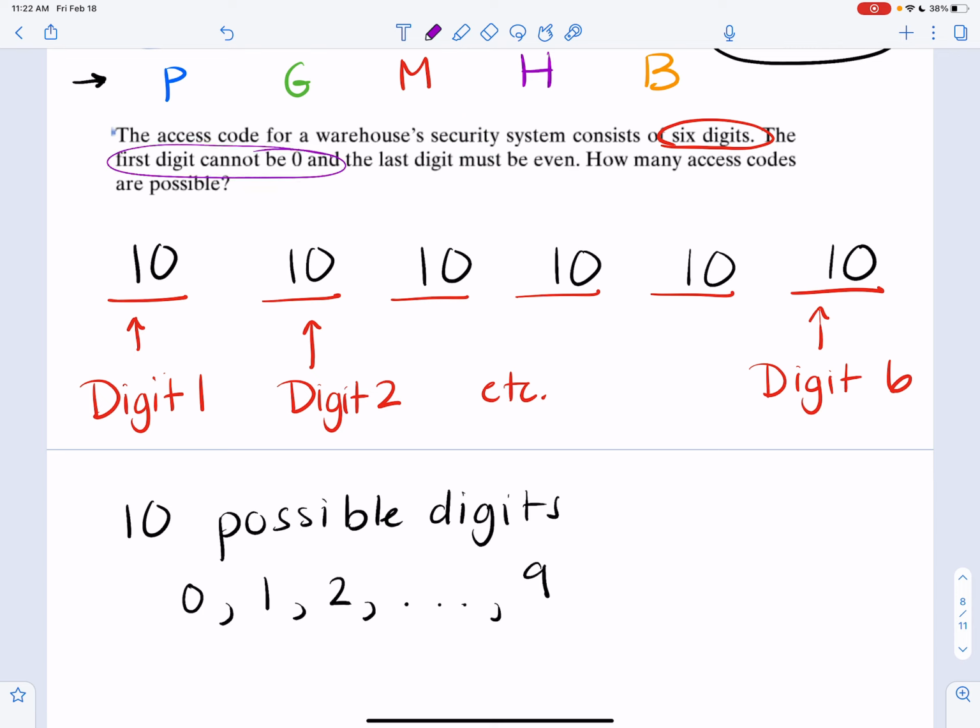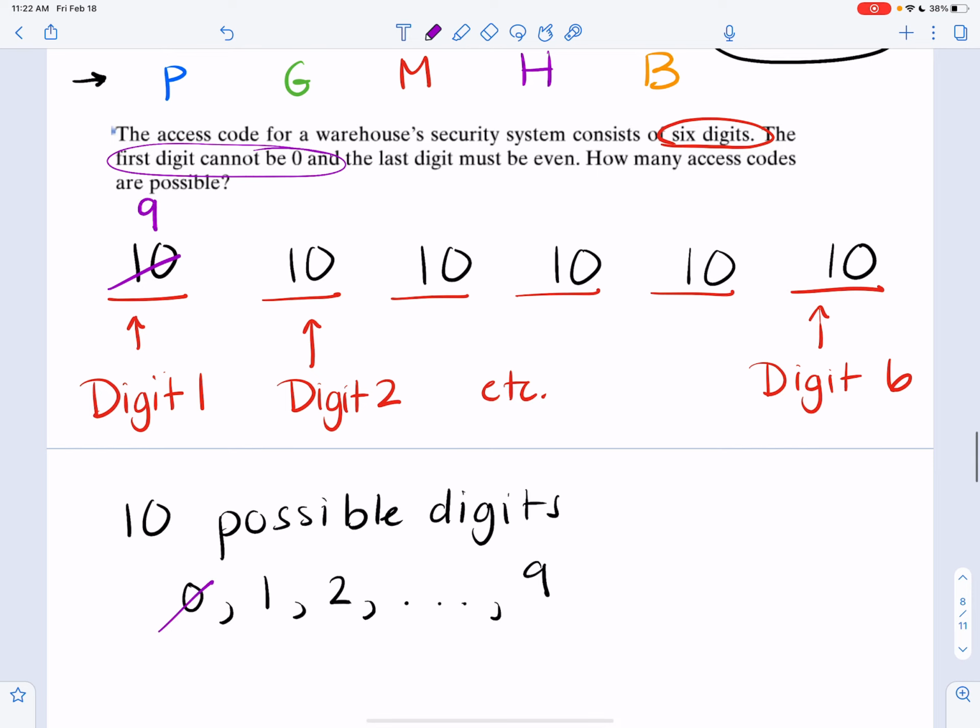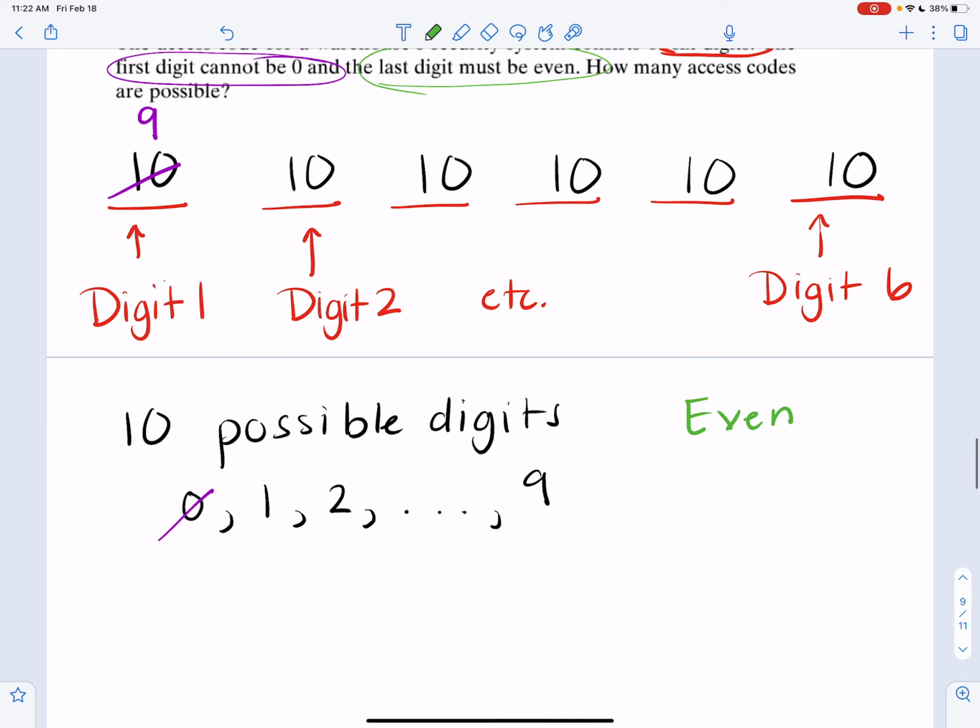This says the first digit cannot be 0. So I'm going to come over here to digit 1, and I'm going to say, all right, that means that digit 1 doesn't have 10 possibilities. It only has 9 possibilities because it can't be 0. Do the same thing for any other restrictions. The last digit must be even. So I'm just going to come down here and note even digits would be 0, 2, 4, 6, or 8. That means if this digit must be even, there's not 10 possible digits. There's only 5 because it has to be 0, 2, 4, 6, or 8.